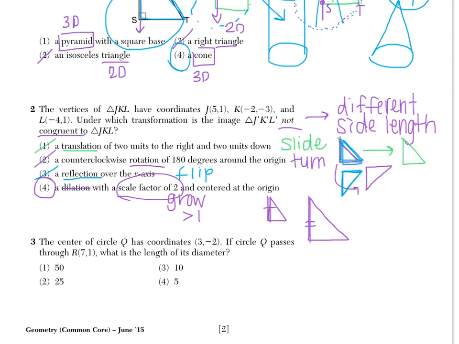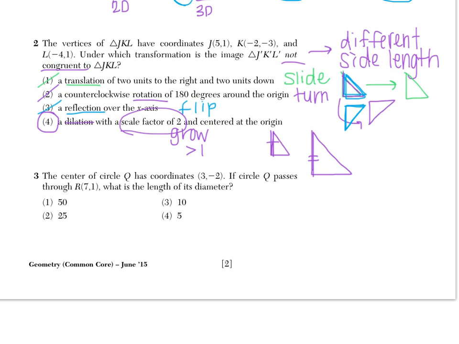Moving on to question 3. It says the center of a circle Q has coordinates of (3, -2). If you have graph paper, I would suggest that you plot these points as we read them. I'm just going to sketch my own graph off to the side here. So I have (3, -2), and that's point Q. And the circle Q passes through R at (7, 1). So I have 3, 4, 5, 6, 7, and up 1.